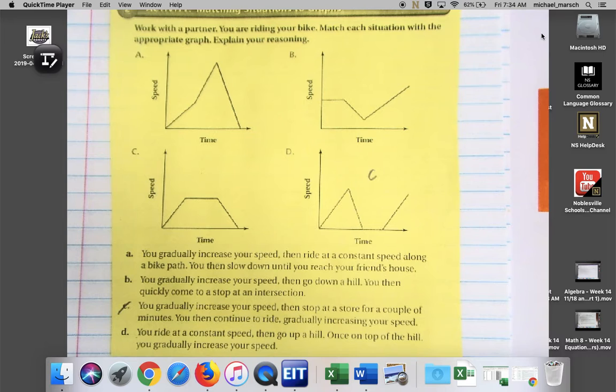The last one is you ride at a constant speed, then you go up a hill. Once at the top of the hill, you gradually increase your speed. Okay, so we gradually increase our speed. I'll let you guys look at that for a second. Let it all sink in.